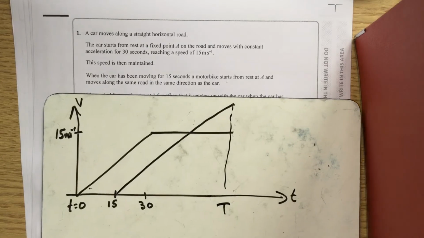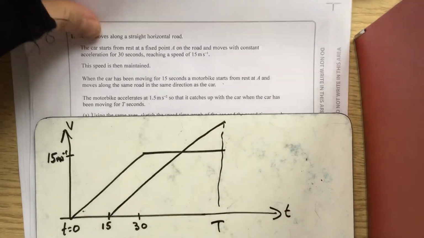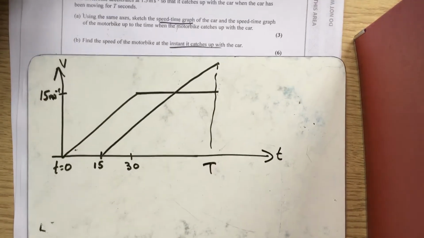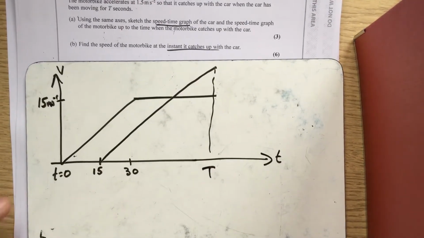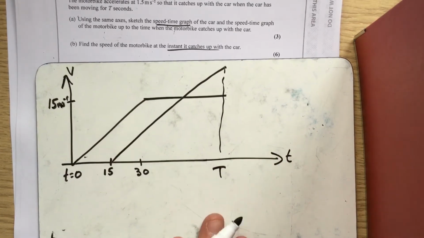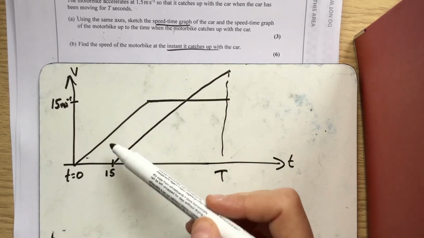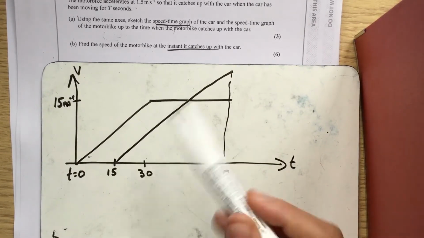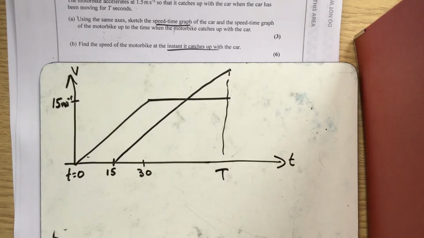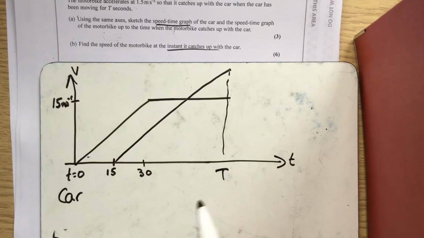So getting the graph right was really crucial to the rest of the question, because part B then asks you to find the speed of the motorbike the instant it catches up with the car. Well, actually, the key thing here is that their displacements, or their distances, are the same. And the key fact you want to remember is that that means the area under the graphs would be the same. So if we start first with the car, you could treat this as a trapezium.